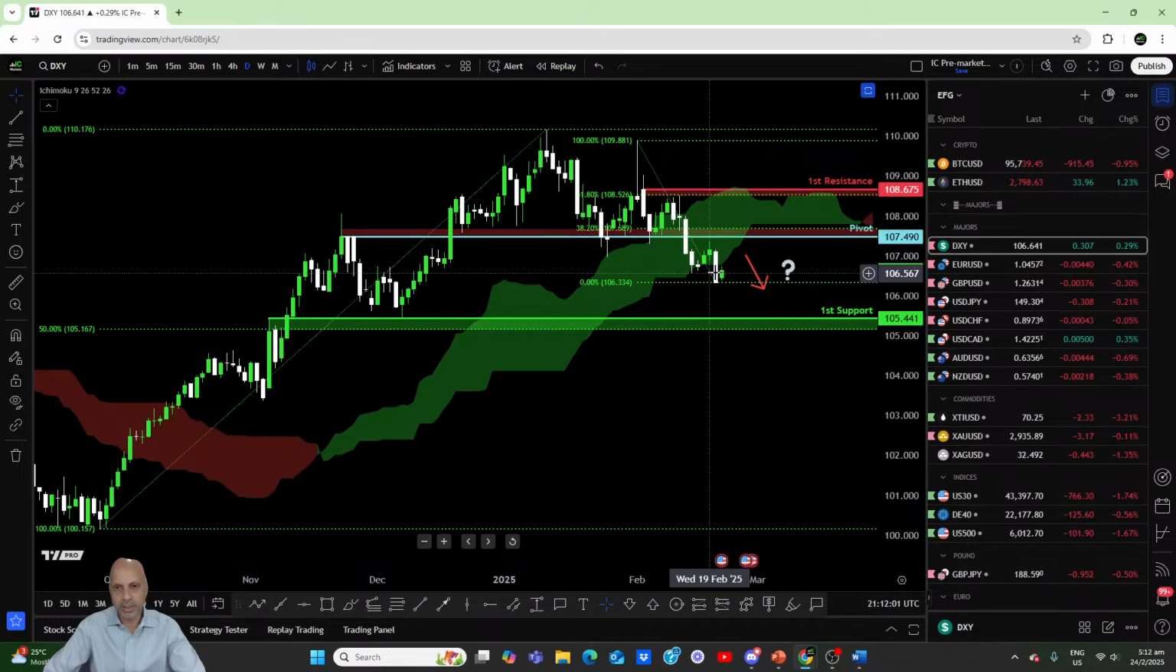And we can also see that, especially since the beginning of February, this index is trading in a series of lower highs and lower lows, extending the downtrend here.